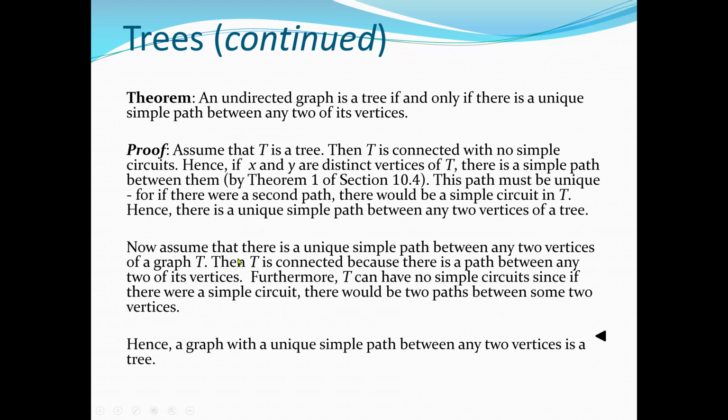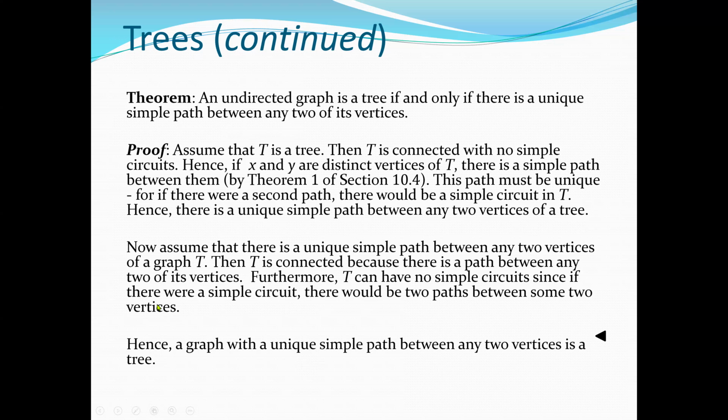Now we should assume that there's a unique simple path between any two vertices of a graph T. Then T is connected because there's a path between any two of its vertices. Furthermore, T can have no simple circuit, since if there were a simple circuit, there would be two paths between some two vertices. Hence, a graph with a unique simple path between two vertices is a tree.